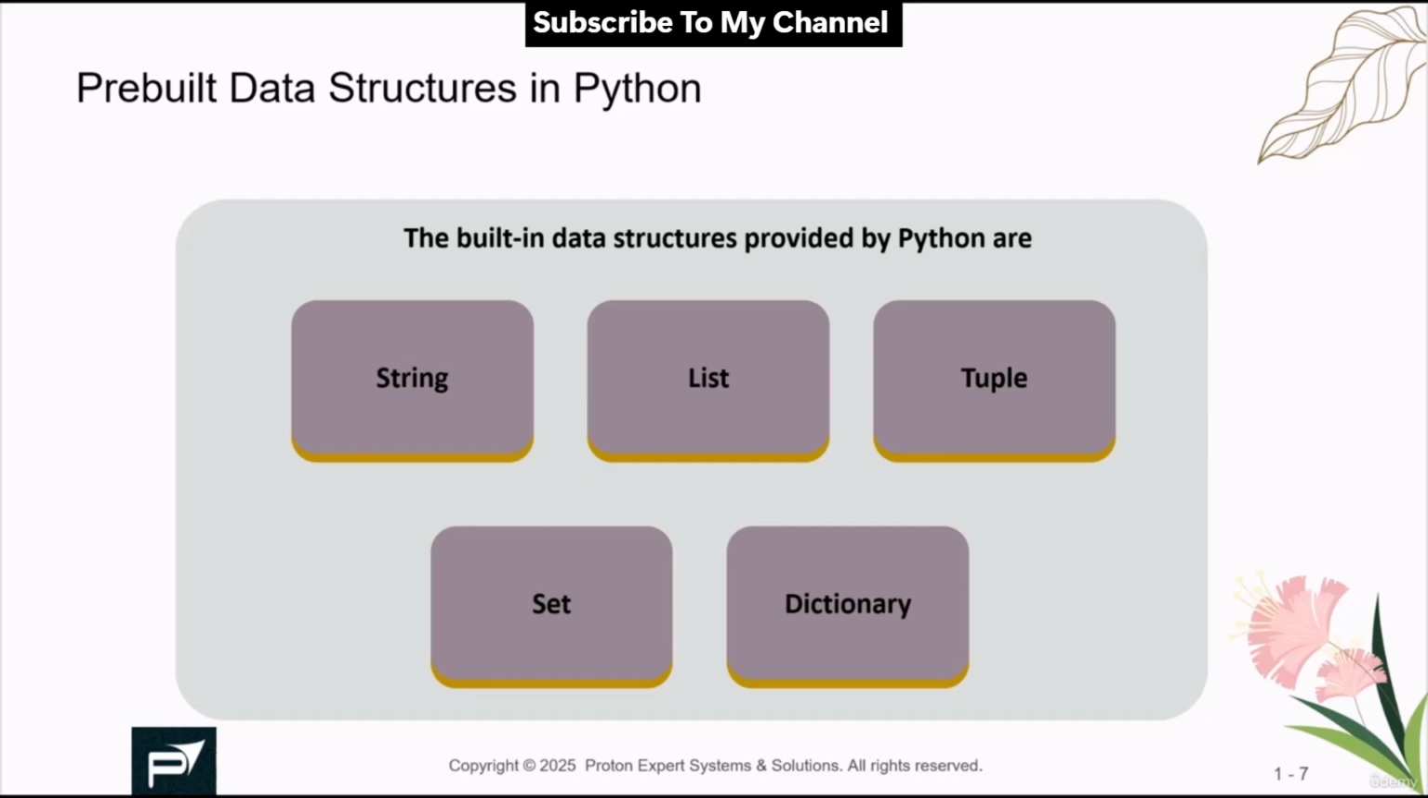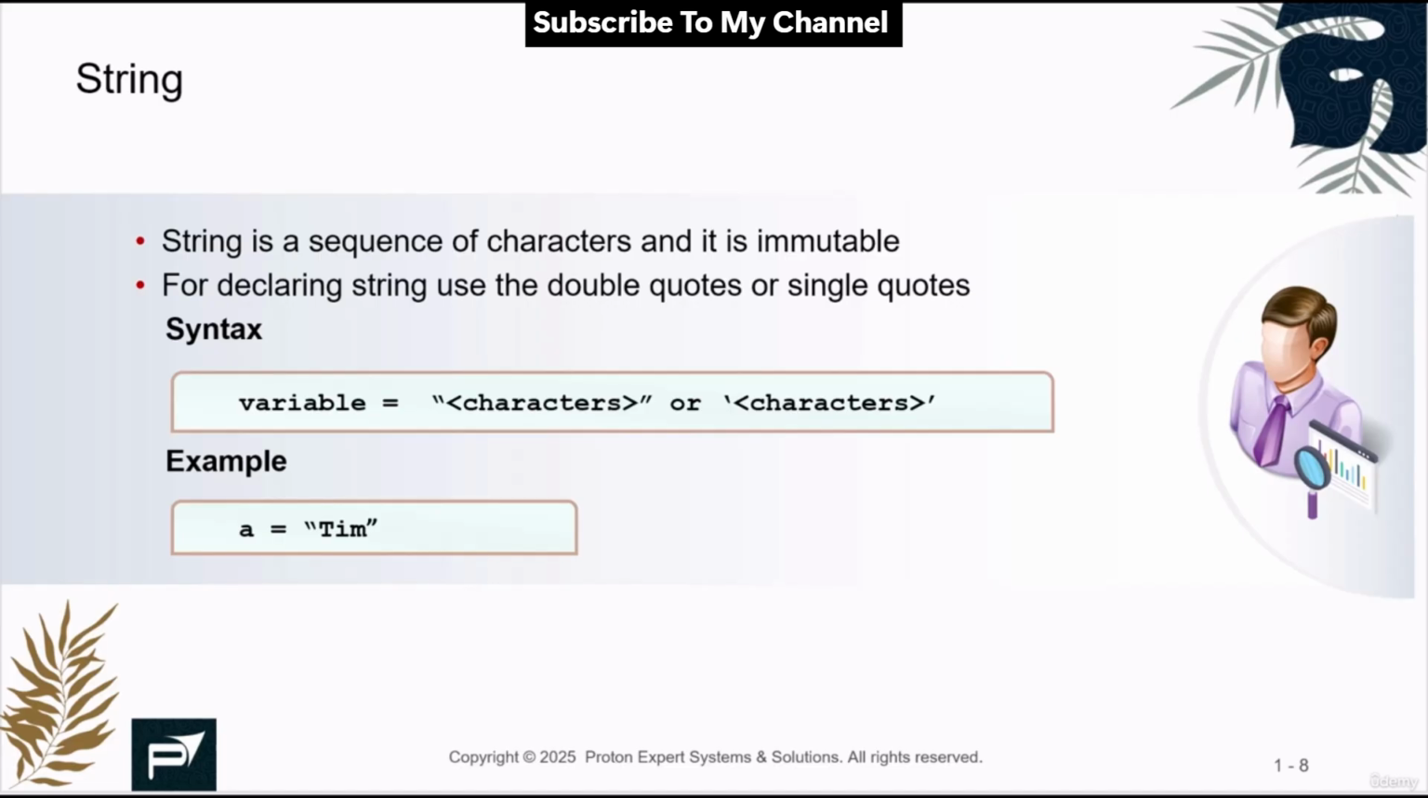Let's see the data types individually. So let's look into strings. A string is a sequence of characters and it is immutable. For declaring a string, use double quotes or single quotes. The syntax for a string is variable equal to characters within a single quote or double quote.